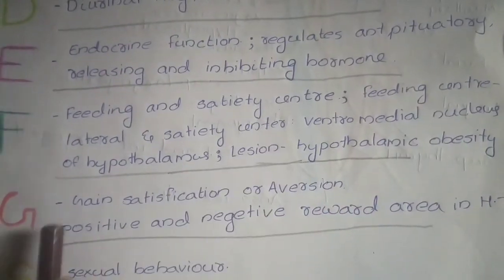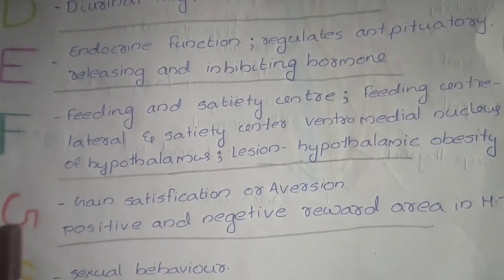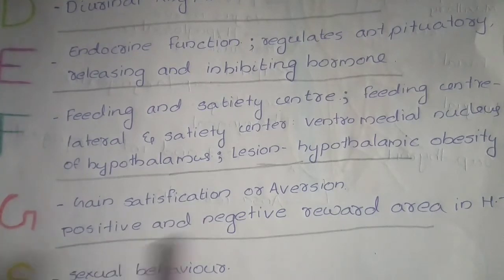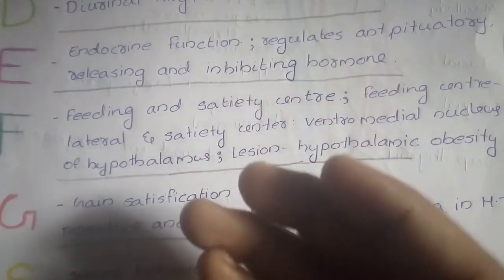Now let's look at the letter G. What does G stand for? G stands for gain, satisfaction or aversion. It means the positive and the negative reward area. We usually do things to get some reward or to avoid punishment.